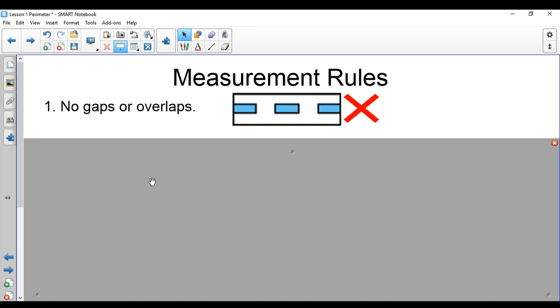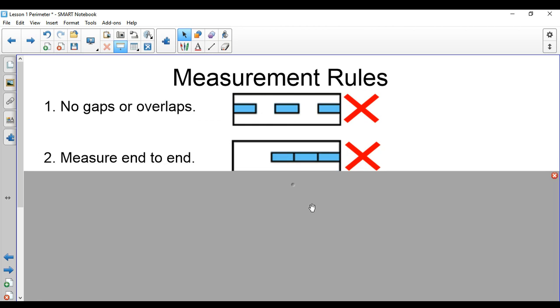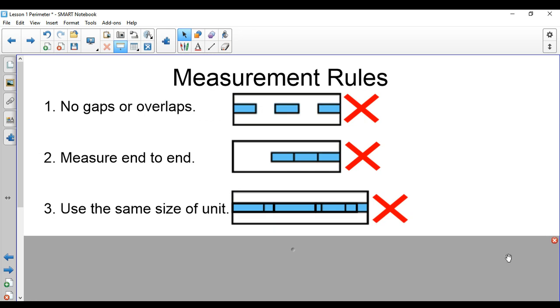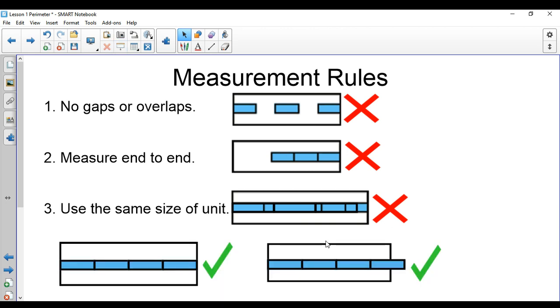Things like no gaps or overlaps, making sure your unit is together without any gaps. Measure end to end, so make sure it goes all the way to the end. And using the same size of unit, so making sure we're always using centimeters or always using the same non-standard unit. Here's examples of how it's the right way to measure. Same size unit, no gaps or overlaps, and it goes end to end. There might be a time when it goes over the end a little bit. I'll talk to you about that in 1 second when I show an example.